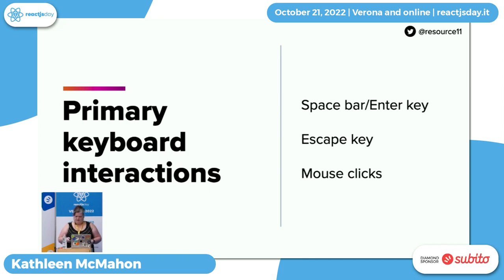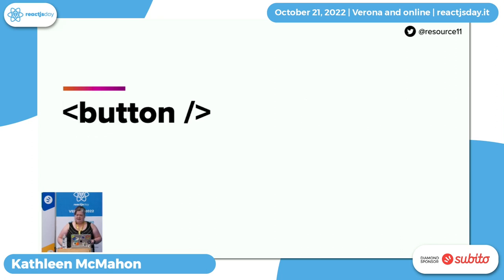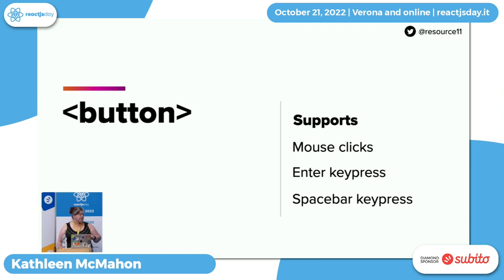Let's see if it looks like I have a duplicate slide. I do. So we're going to skip that and begin building our widget with a JSX button. Why? Because under the hood, it renders an HTML button, and an HTML button already supports mouse clicks, space bar, and key presses for us. So woo, free key functionality for us. So we're going to use that as a basis of our pattern.